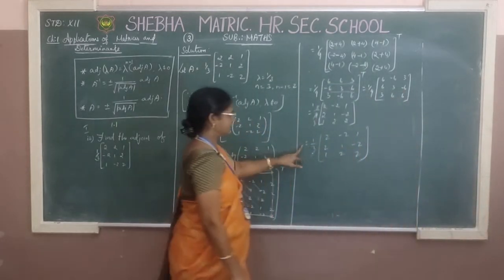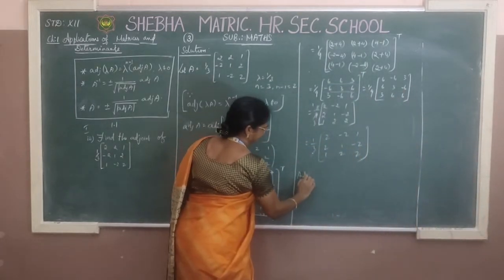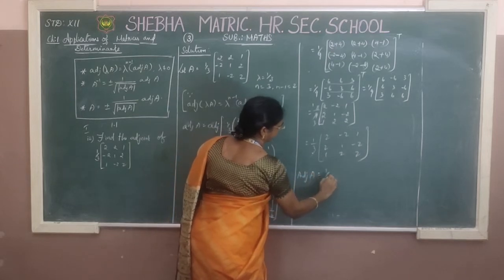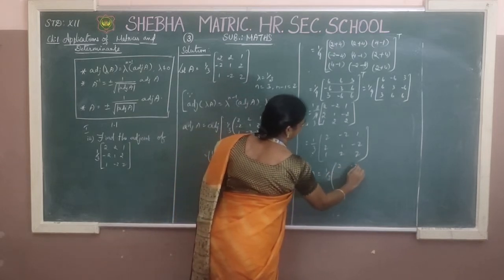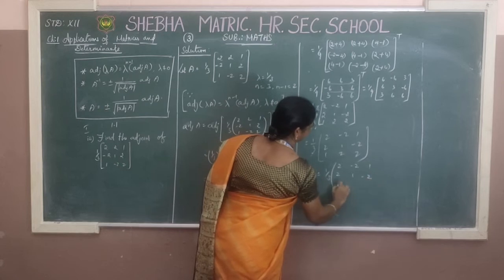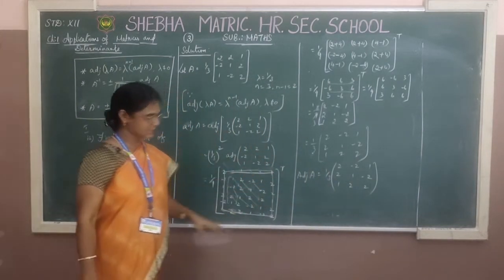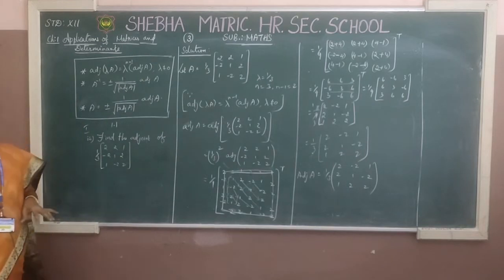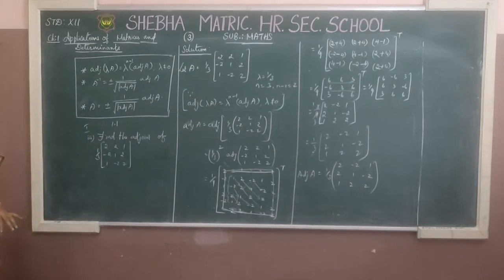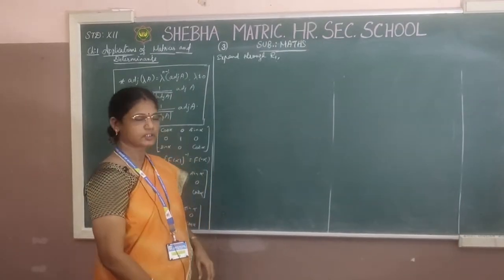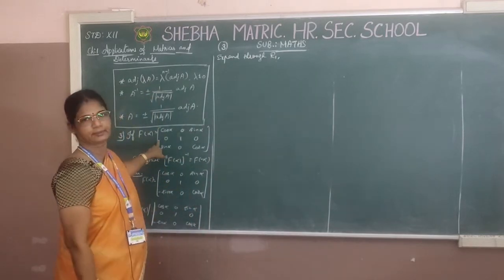Okay, this is our adjoint of A. Is it clear? So our adjoint of A is 1 by 3 into 2, minus 2, 1, 2, 1, minus 2, 1, 2, 2. Understood this? Okay, copy this sum in your classwork note. And now we are going to see the third sum.